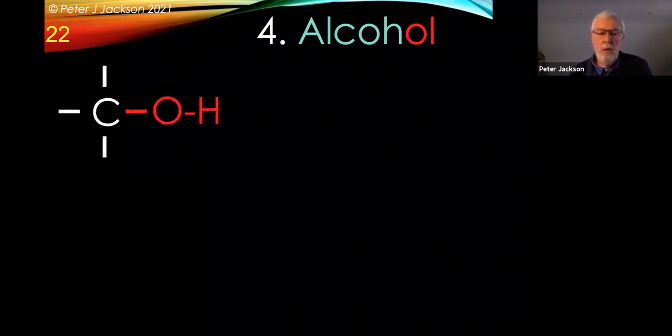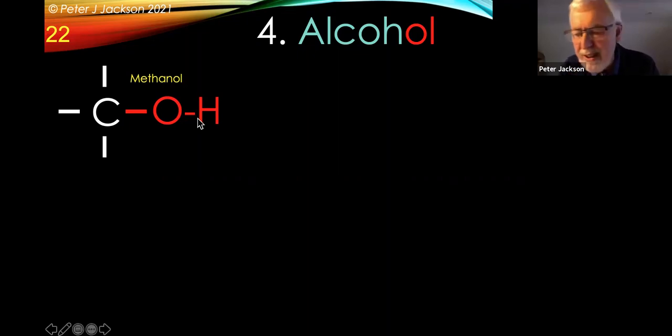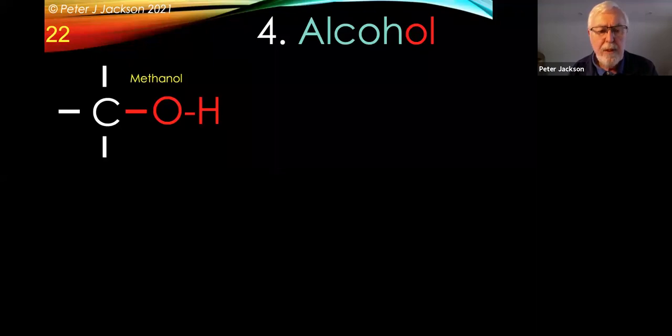Right. The alcohols. The alcohols have a functional group of OH. Now it's O single bond H. Most people just write it as OH, but if you're asked to write the structural formula of it, you must put in the bond between the O and the H. So there's the first one, that's methanol.